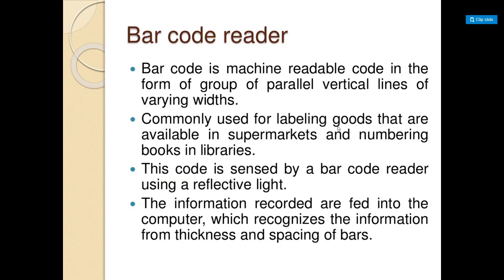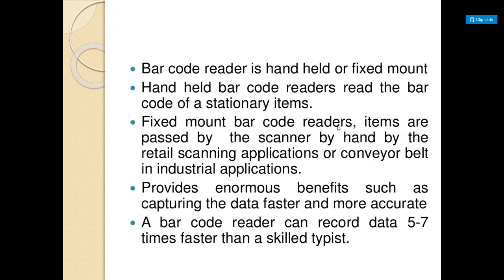These codes are sensed by a barcode reader using reflective light, and whatever information is read is put into the computer, which recognizes what kind of book it is with the help of that code, with the thick and thin lines and spacing of bars. That is, the white spaces in between these black lines are read as numbers. It's a handheld device, and you can only use it for stationary items, like the item should not be moving.